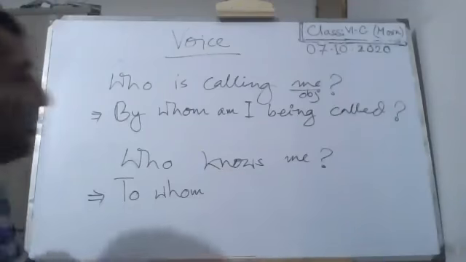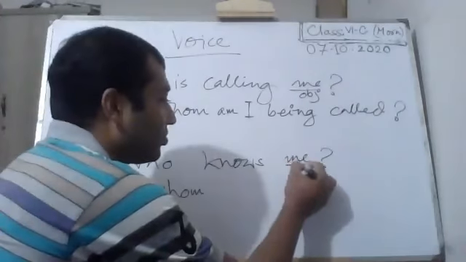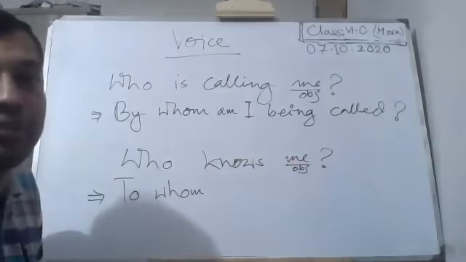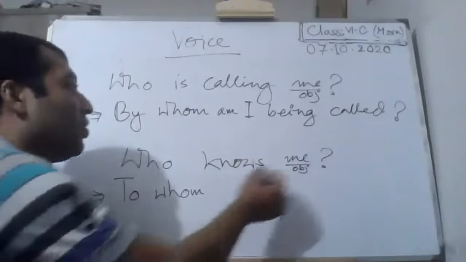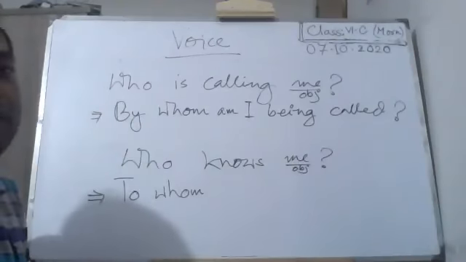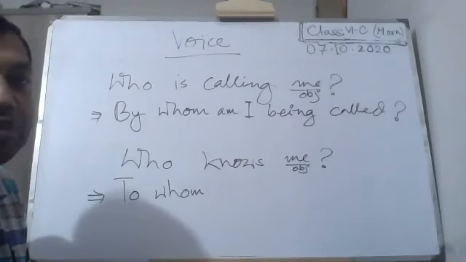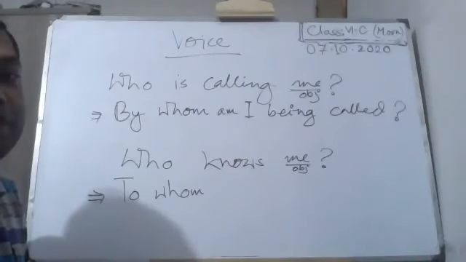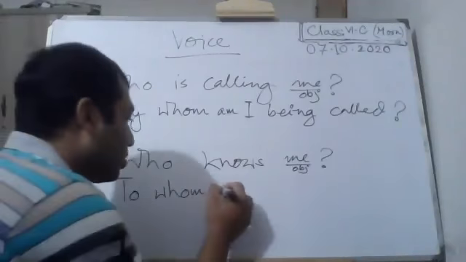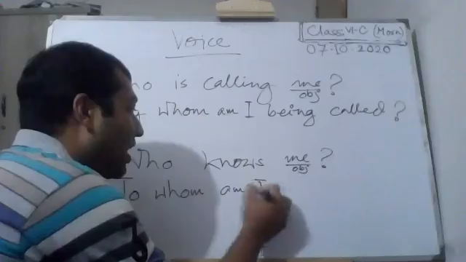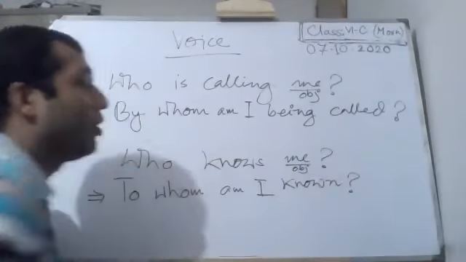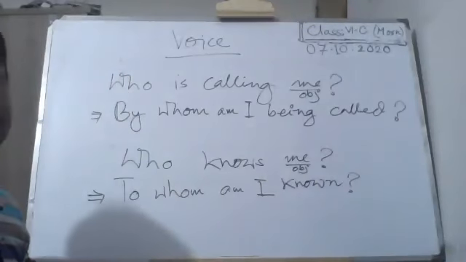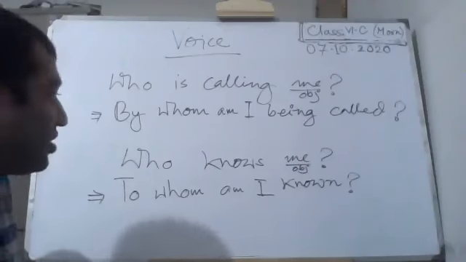Okay. Now this is the object, and this object will become the subject in the passive sentence. So it will become I. So which auxiliary is used in present indefinite tense? Am. So to whom am I known? Any question? No, sir. Thank you very much.